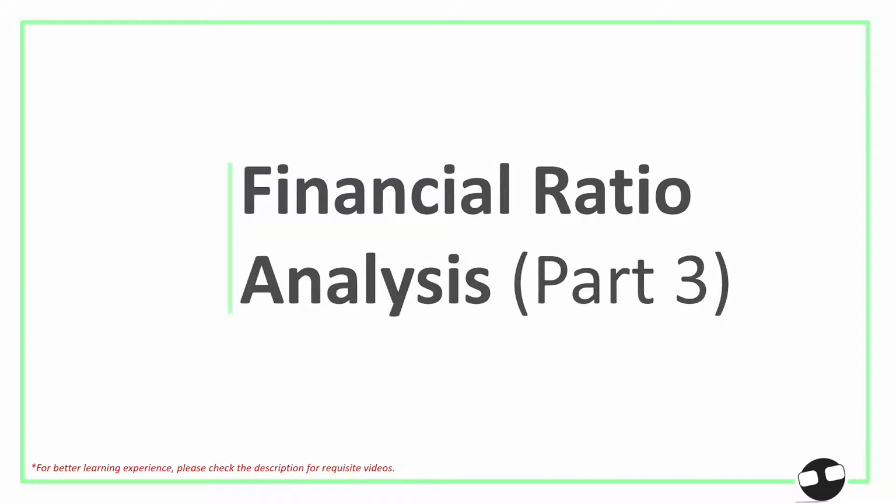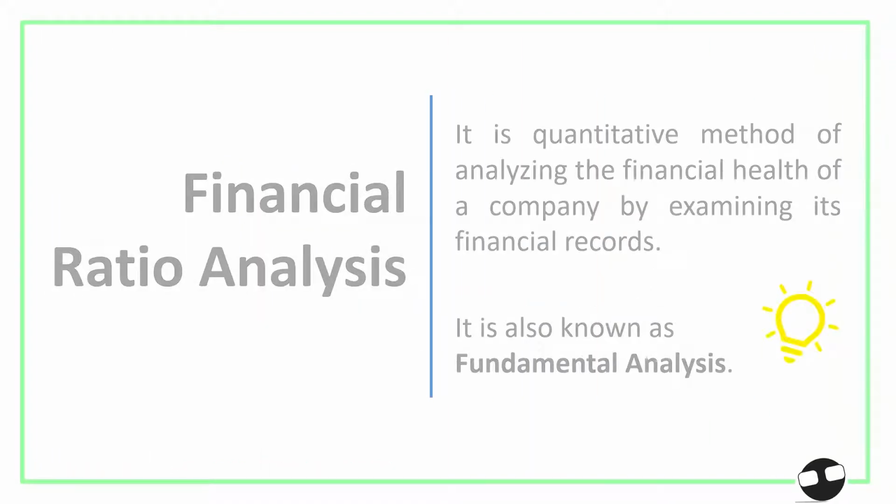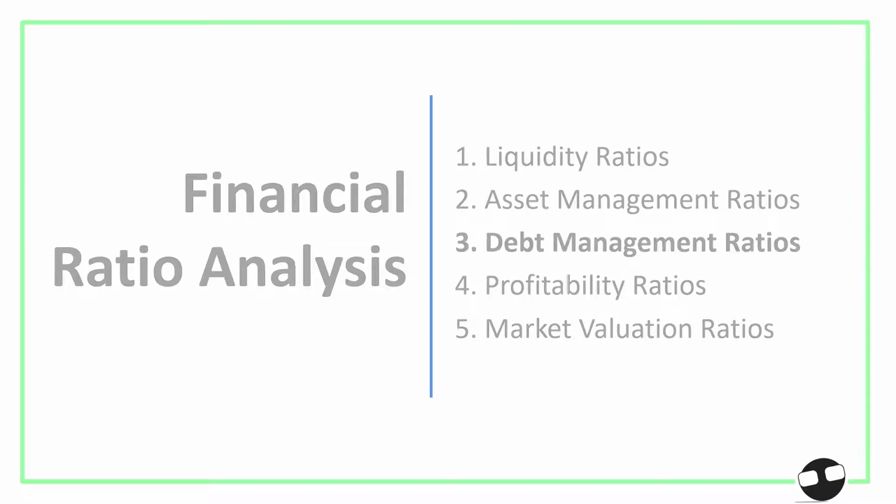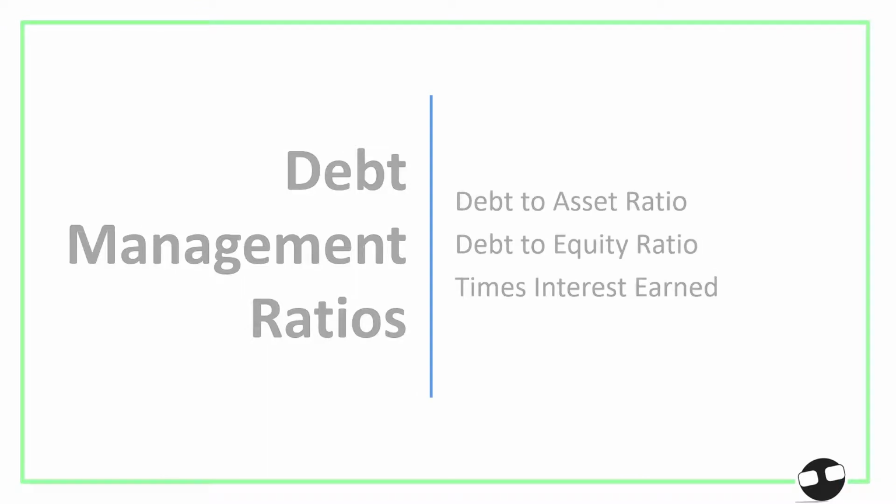In this video, we're going to cover financial ratio analysis part 3. And just a very short recap, financial ratio analysis is all about examining the financial health of a company. It's actually known as fundamental analysis. It's supposed to tell you what companies to buy, unlike technical analysis, which is more focused on when to buy those companies. So in particular, we're going to cover debt management ratios. We have three: debt to asset ratio, debt to equity, and times interest earned.